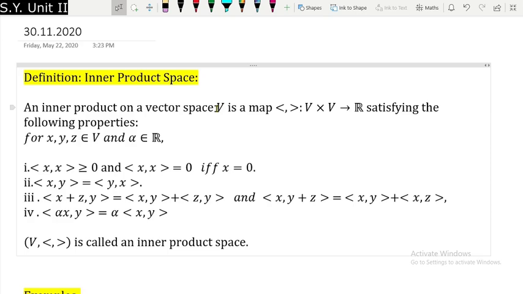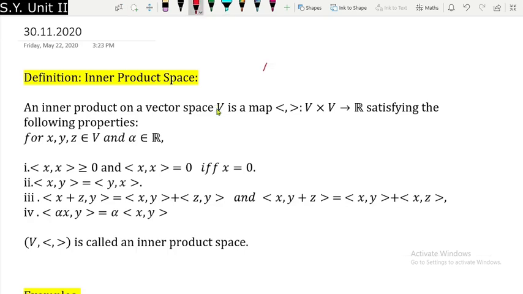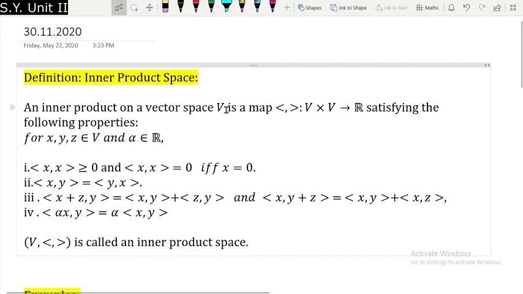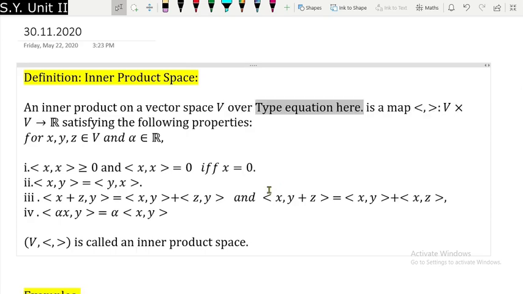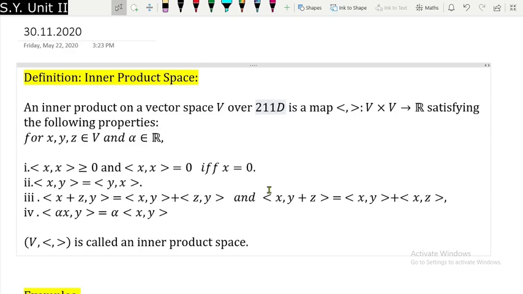remember that whenever I say vector space or an inner product space, it means that it is a vector space over R only. I mean it is over a real vector space only. When you go in higher classes, your vector space is over some field K. Okay, but in this case our vector space is over R only, and therefore I will write over here an inner product space on a vector space over R, to be more precise, somewhat like this. Okay, it will be much better.